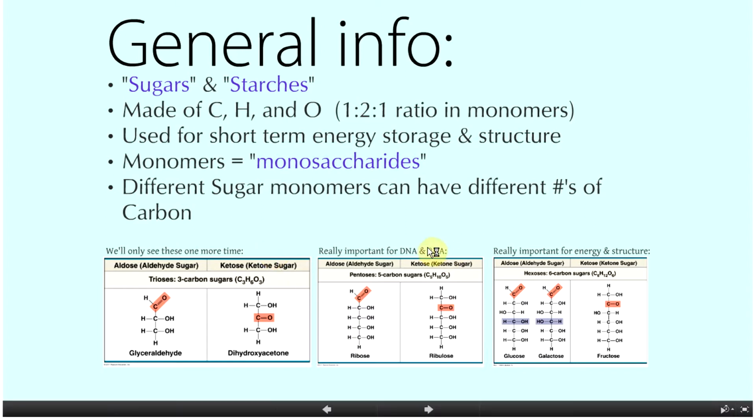On this PowerPoint that I'm showing you right now are two pentose sugars, pent meaning 5. So these guys both have 5 carbons, and they're showing you an aldehyde pentose version where the carbonyl group is at the end, and they also show you a ketone pentose version where the carbonyl group is in the middle of the molecule and not at either end.